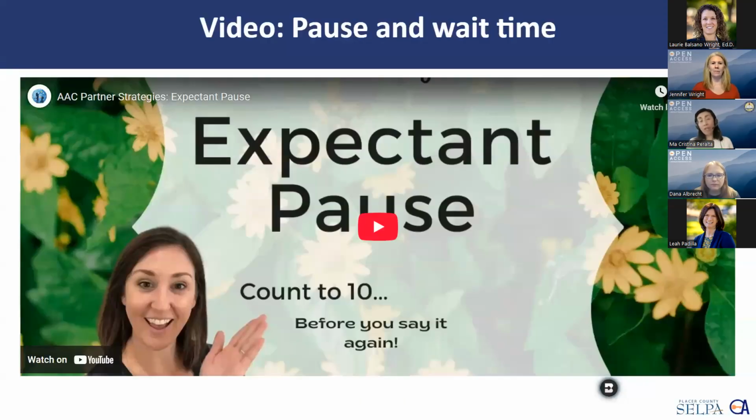So in this video, she was providing a pause when she was modeling on a high-tech AAC device, but we can also do this strategy when we're modeling on a non-electronic AAC tool like a paper-based core board.